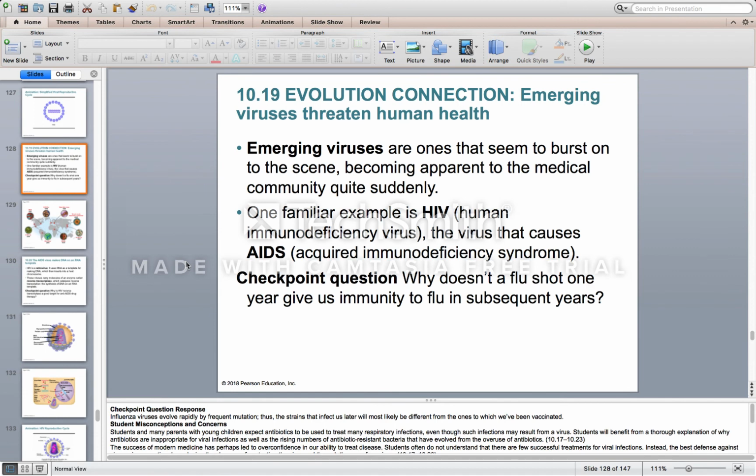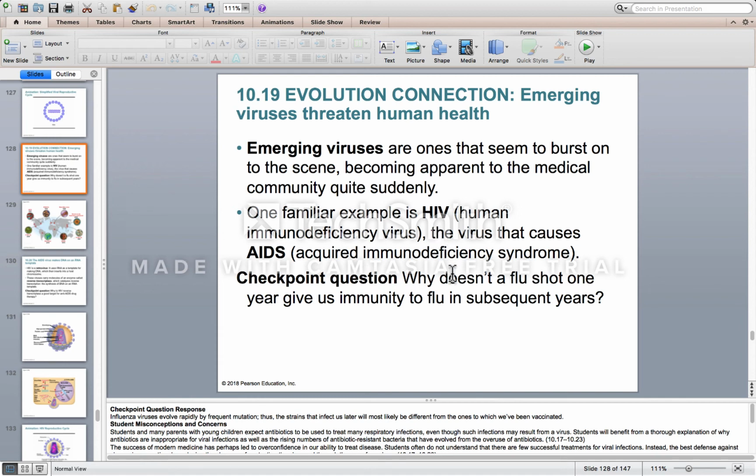Just keep watching them. So we got HIV, which is the human immunodeficiency virus, the virus that causes AIDS, or acquired immunodeficiency syndrome. Please know that there's other emerging viruses that seem to burst into the scene out of nowhere. So all of a sudden the medical community has to deal with this.